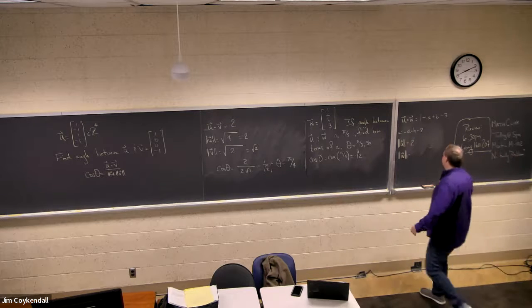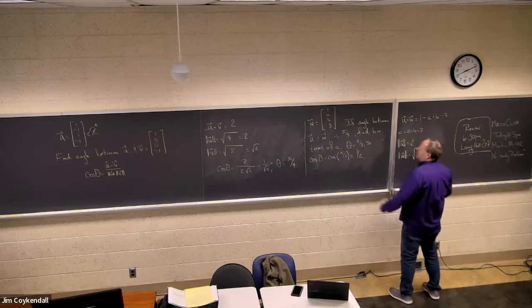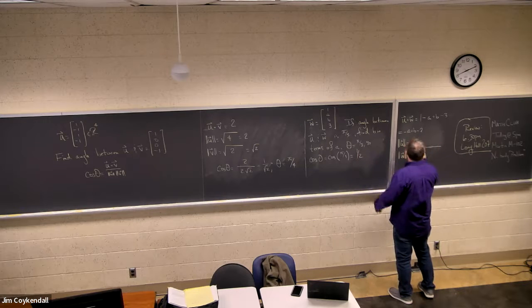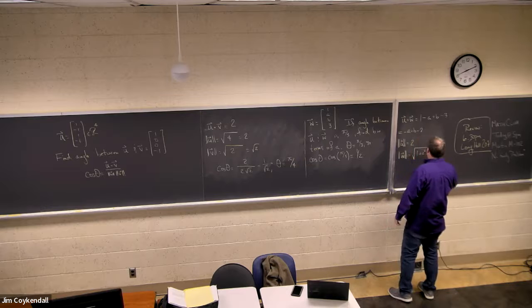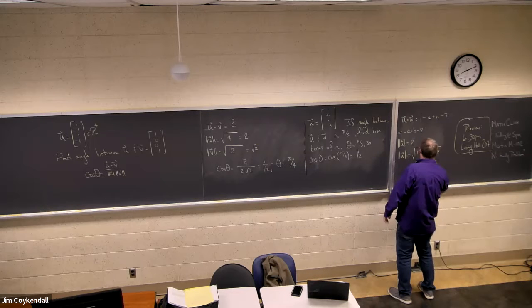Yeah, I agree with that. Let me take one more step there. 1 plus A squared, B squared plus 9. So the absolute square root of A squared is B squared.